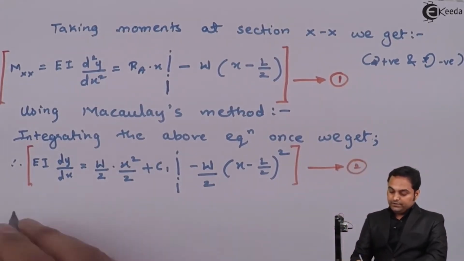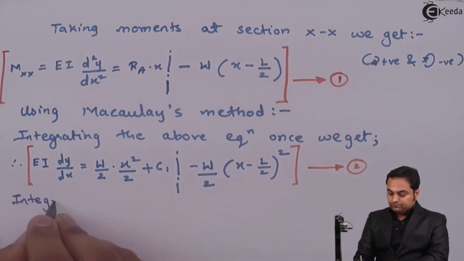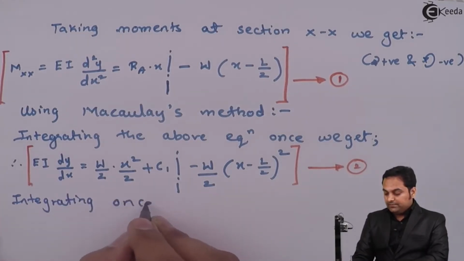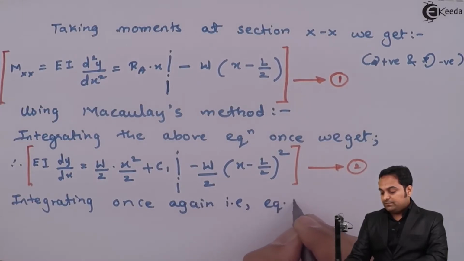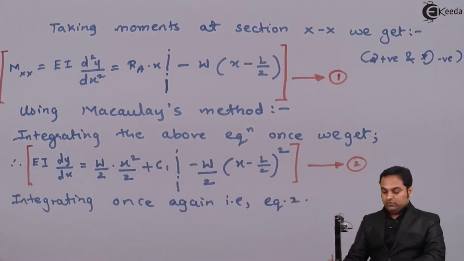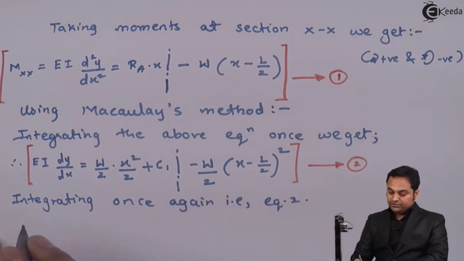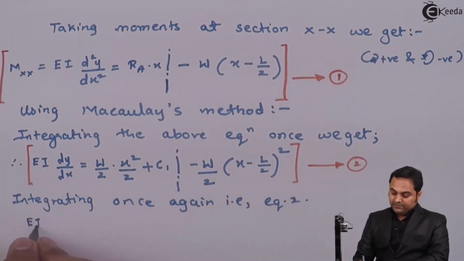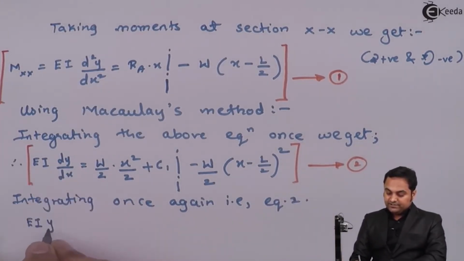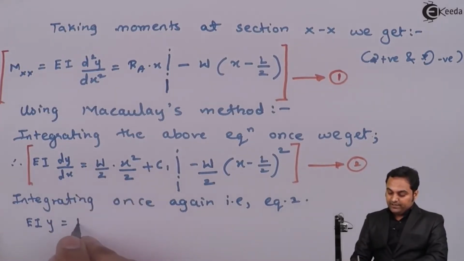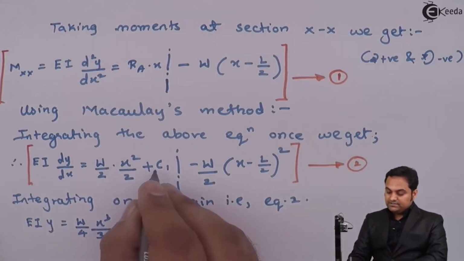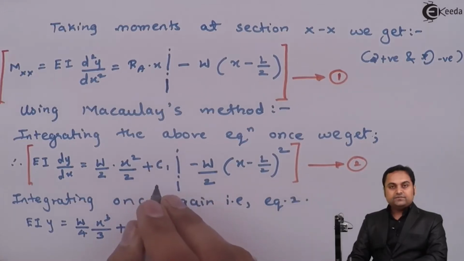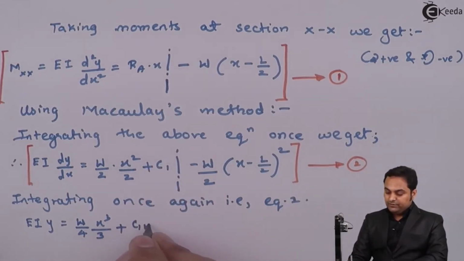Next, integrating once again, that is equation second. So now I am going to integrate the second equation, so we have EI will remain as it is, dy by dx integration is y, this is W by 2 into 2, that is 4, integration of x square is x cube by 3, plus C1, integration is with respect to dx, so it will be C1 into x.